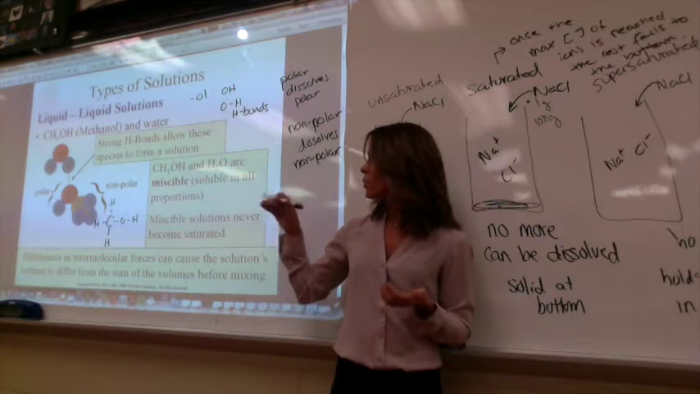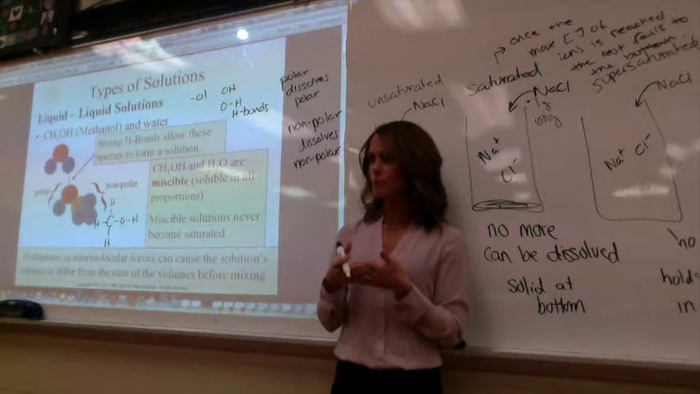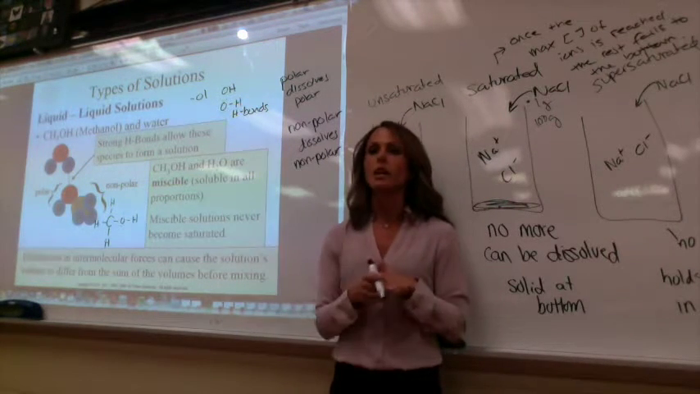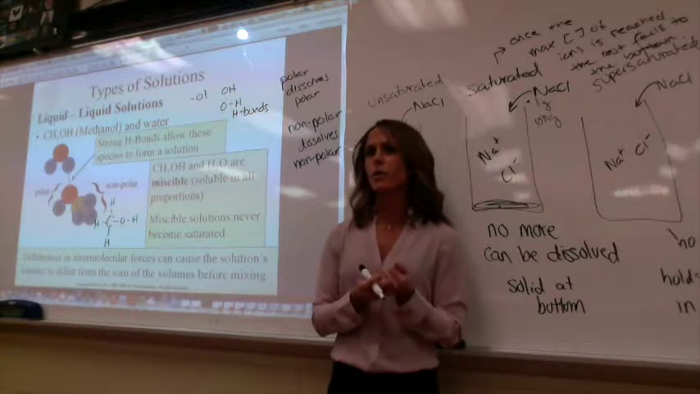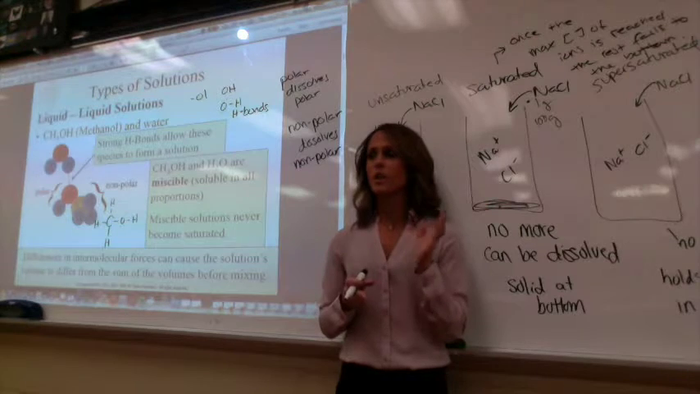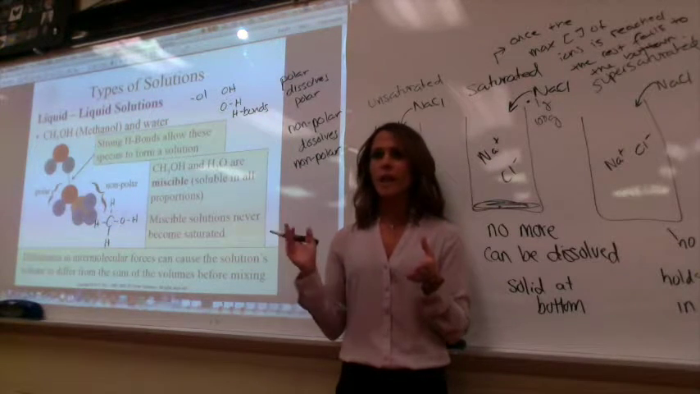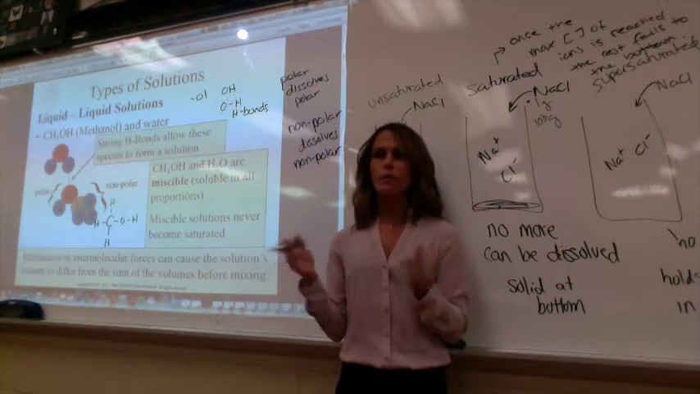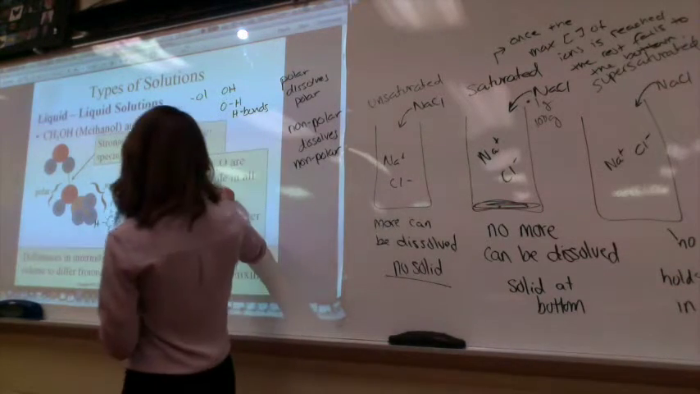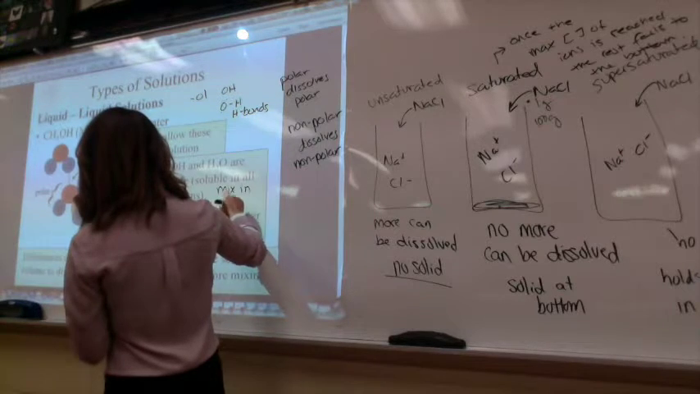So methanol and water are completely miscible, and the word miscible means that they dissolve or they're soluble in all proportions. So you need to know that vocab word. Miscible means that they are soluble in all proportions. It doesn't matter if I use 5% water and 95% methanol, or vice versa, they will completely mix with one another. So mix in all proportions.